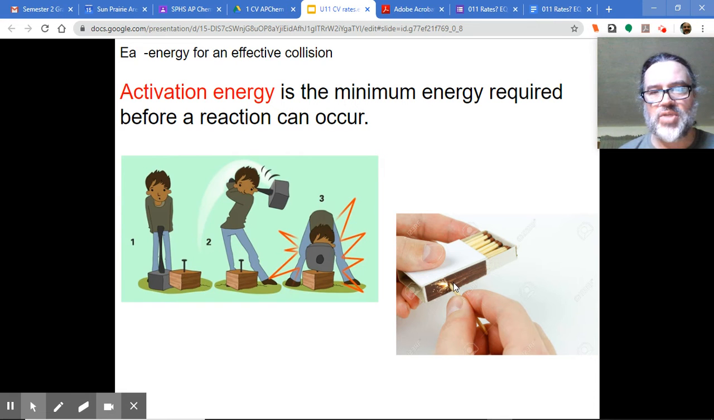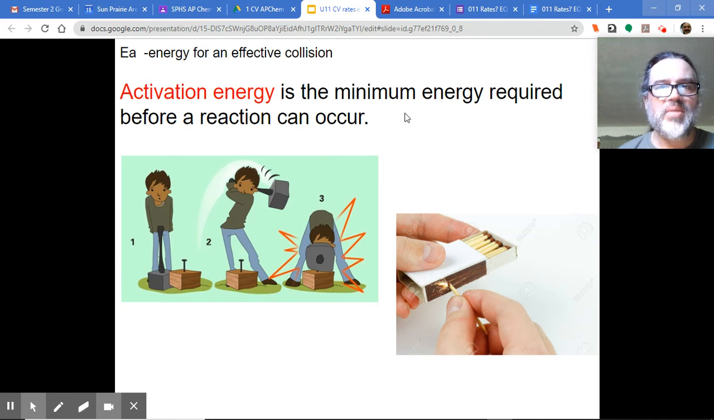Same with a match. So matches don't spontaneously burst into flame. We have to strike them. We have to add a little bit of friction, adds a little heat. That little bit of energy gets the whole reaction going, and then it'll burn, right? The bismuth salts will burn, the wood will burn. You've got yourself a flame.